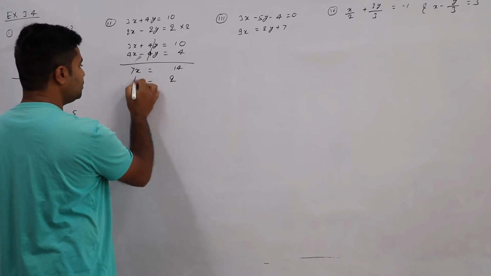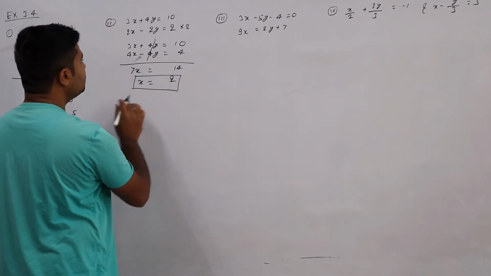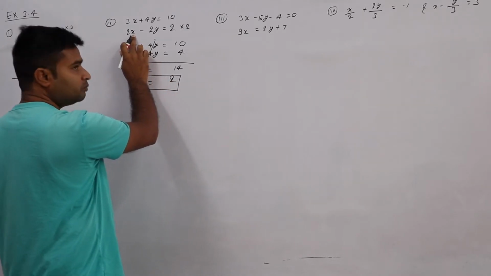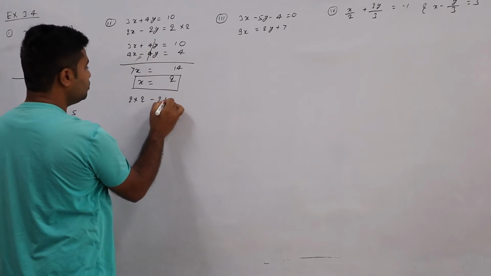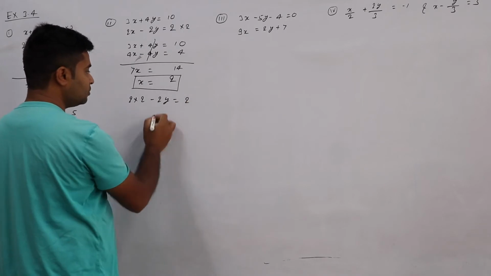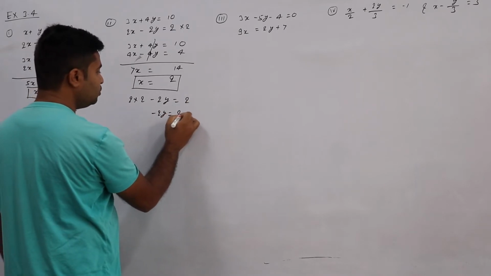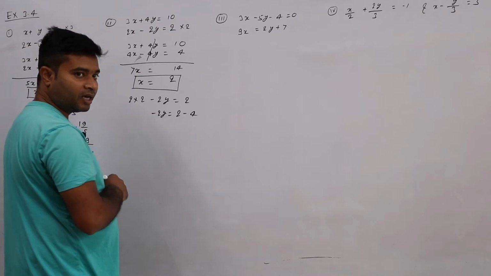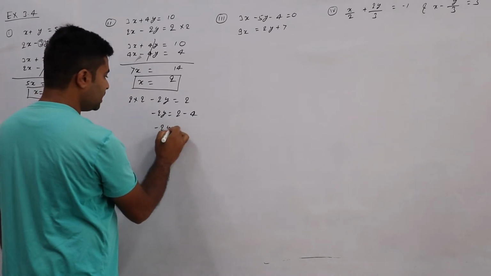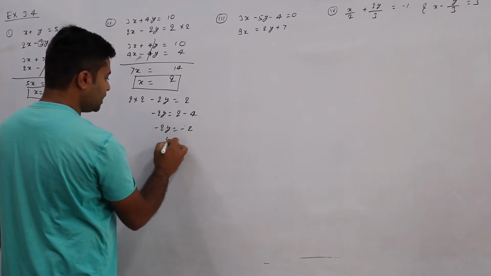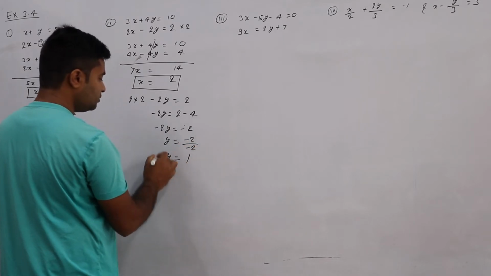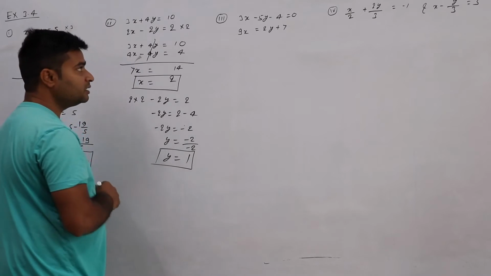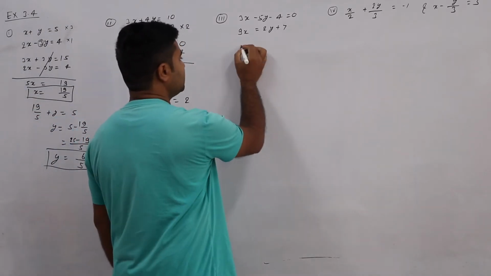If x is equal to 2, put this 2 here. What becomes? 2 into 2 minus 2y is equal to 2. So minus 2y is equal to 2 minus 4. So minus 2y is equal to minus 2. y is equal to minus 2 by minus 2. y is equal to 1. Correct?